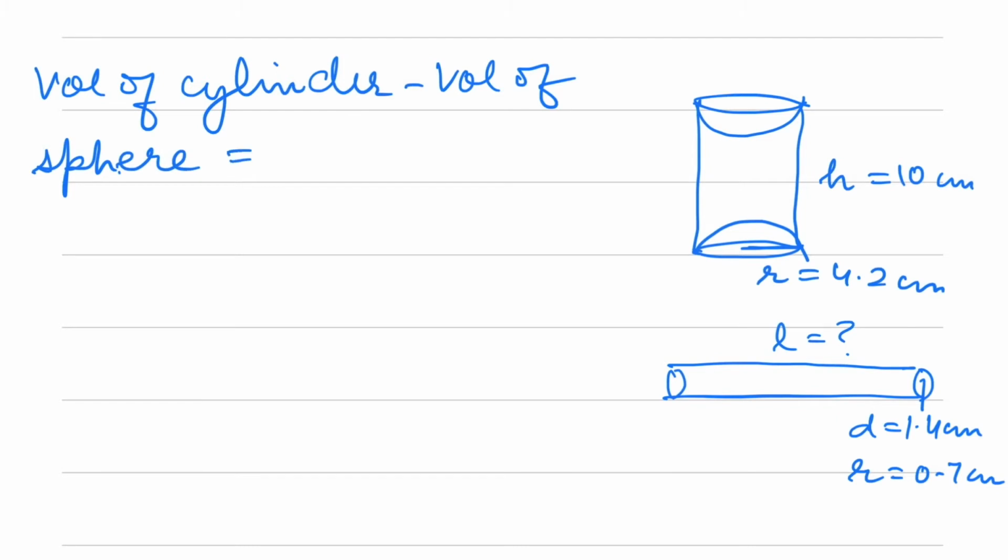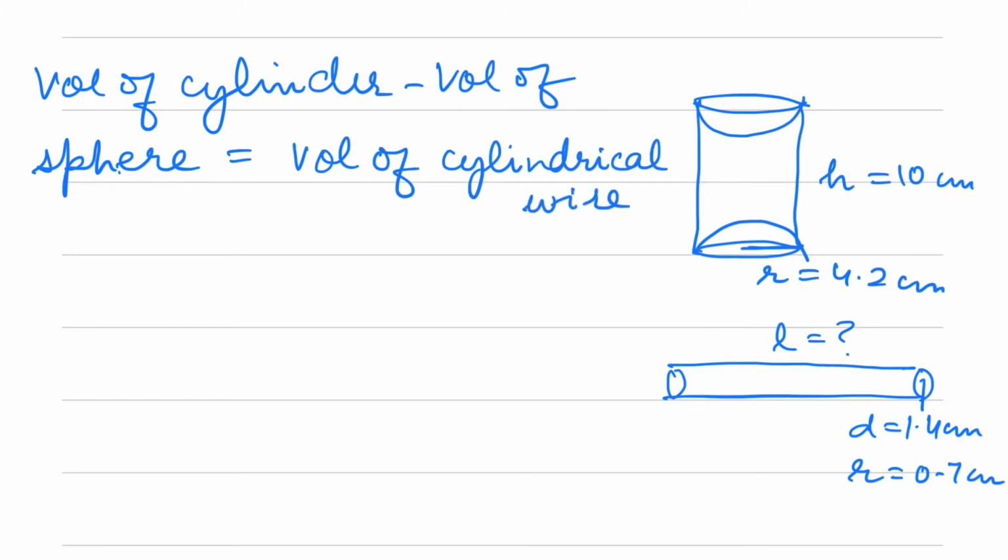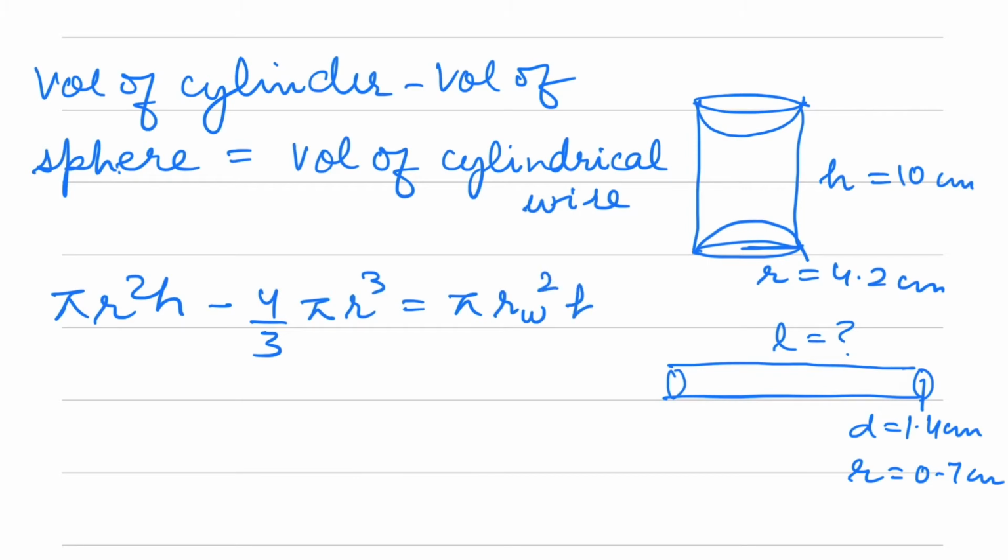This is equal to the volume of the cylindrical wire, I can say. Let's write down the formula. Volume of cylinder is pi r square h, minus the volume of the sphere, which is 4 by 3 pi r cube. Both radii are the same. Volume of cylinder, so pi r of wire square and h of wire.